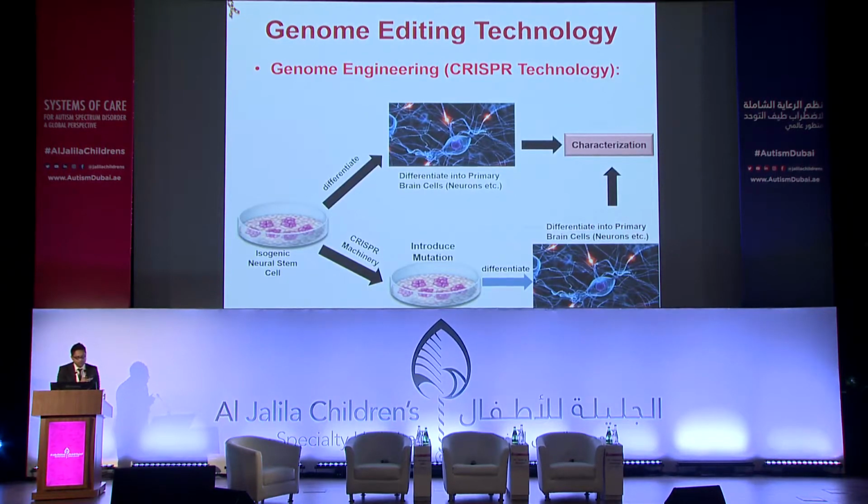So this is the future. We think that we can have an isogenic model of human cell lines, and we can introduce the mutation into the isogenic cell line through CRISPR machinery, and differentiate them into primary brain cells, the mutated line and also the control line. Then we can characterize them to identify the right target for therapeutic intervention.